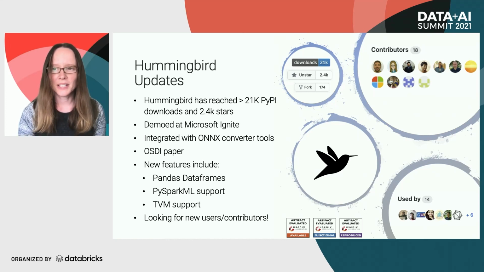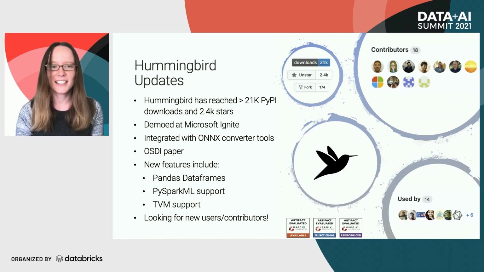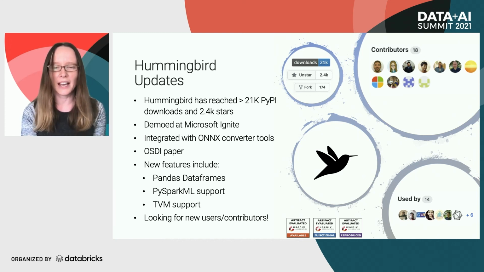Here are a few more additional updates that I want to leave you with. So far, we've reached around 21,000 pulls on PyPI and 2.4 thousand stars on GitHub. We've demoed this at Microsoft Ignite, and we've integrated part of Hummingbird with the ONNX converter tools. We also have an OSDI paper with a bunch of verified benchmarks and evaluations. And some of our newest features involve Pandas data frames, PySpark ML support, and TVM support. And I want to stress that we are very thrilled how much open source interaction we've gotten from community members. Of our contributors, all but 2 of them are outside of Microsoft.